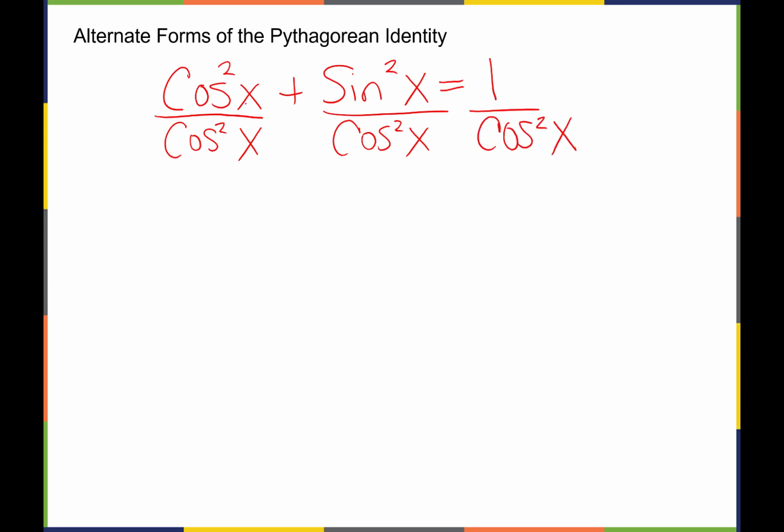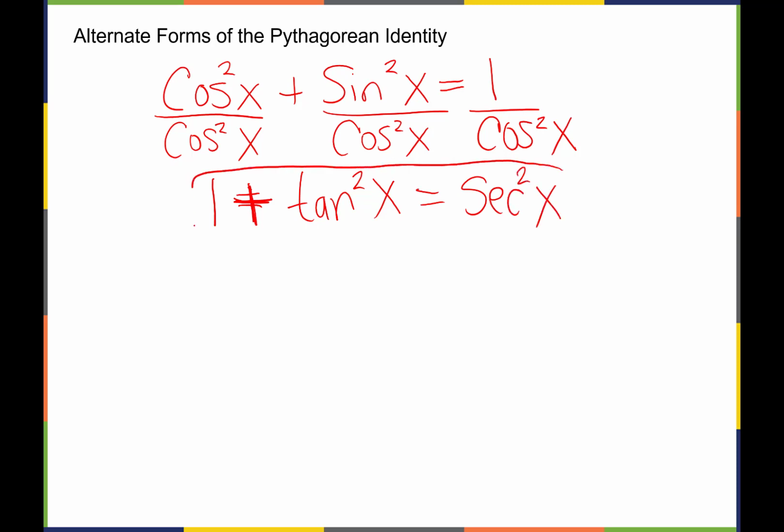Okay, so cosine squared divided by cosine squared, that's equal to 1. Sine squared over cosine squared. Remember, sine over cosine is tangent. So if I have sine squared over cosine squared, that's going to give me tangent squared. Whoops, this should be a plus. And the reciprocal of cosine is secant. So 1 over cosine squared would give me secant squared. So here's an alternative version of the Pythagorean identity.